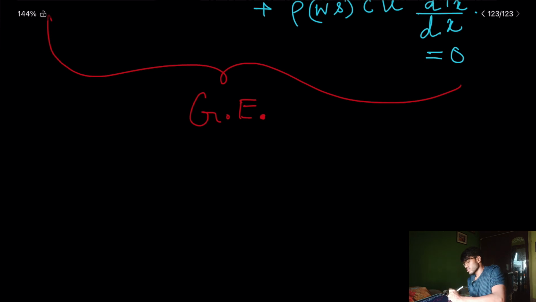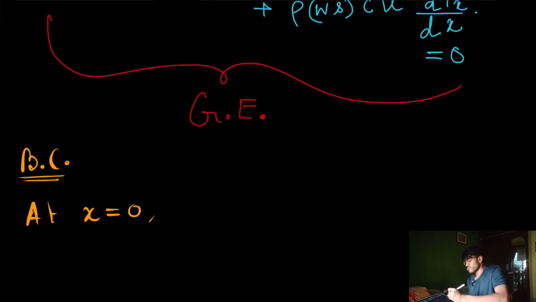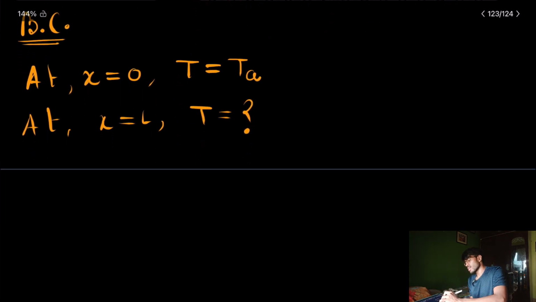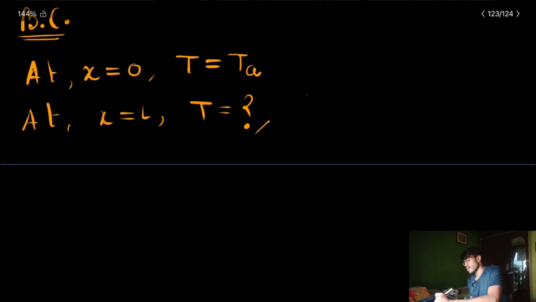So the boundary conditions. At x equal to 0, my T is equal to T ambient. Now the second boundary condition is actually challenging. Here I don't know the T. So one boundary condition can be that here my del T del x is becoming 0.